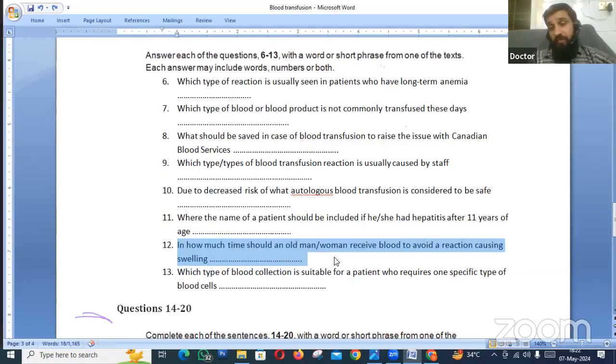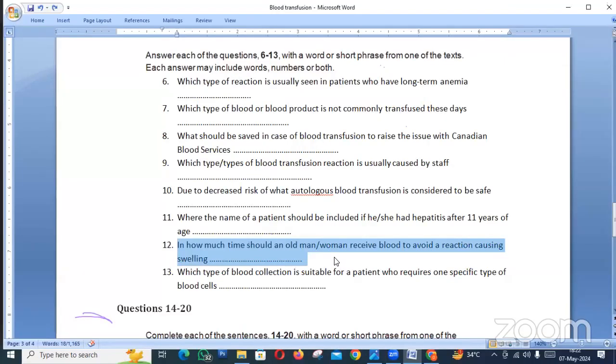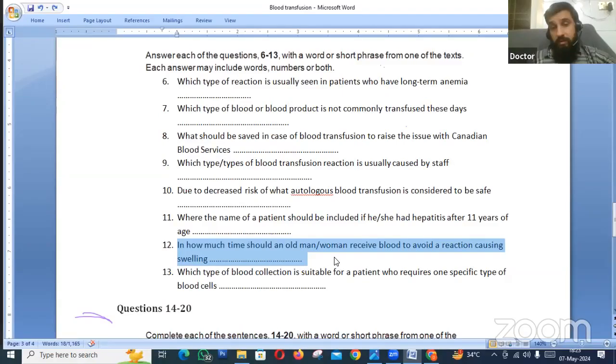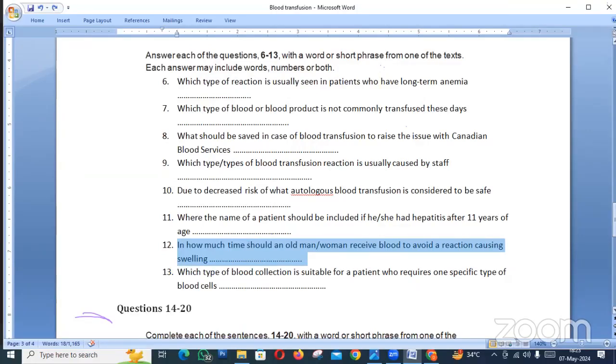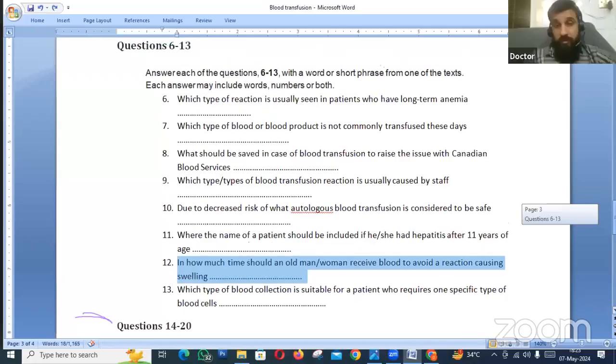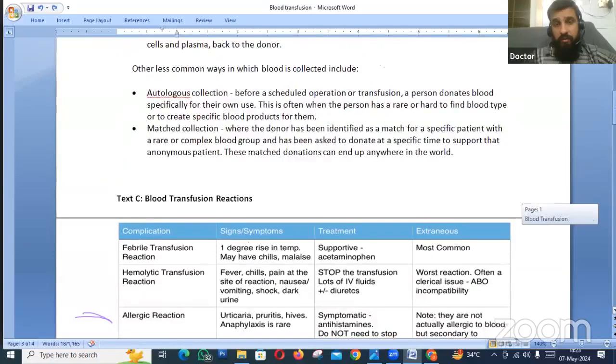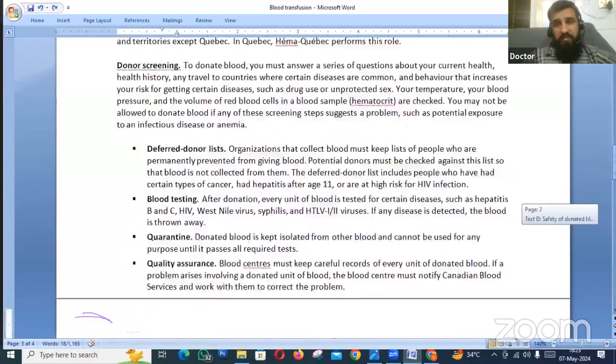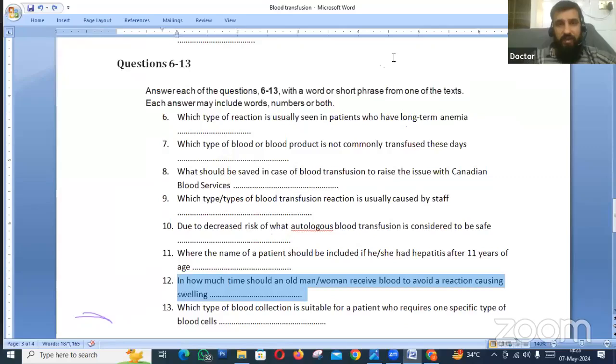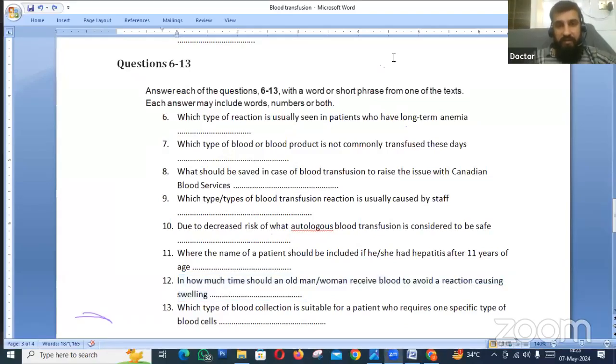In which text is it possible to find the answer? Text C. Where is it possible to find the answer? In which text? First text. First? Anyone else? A, B, or C? If you don't want to participate actively, you will not learn anything from this class. Please try to guess where it is possible, okay?